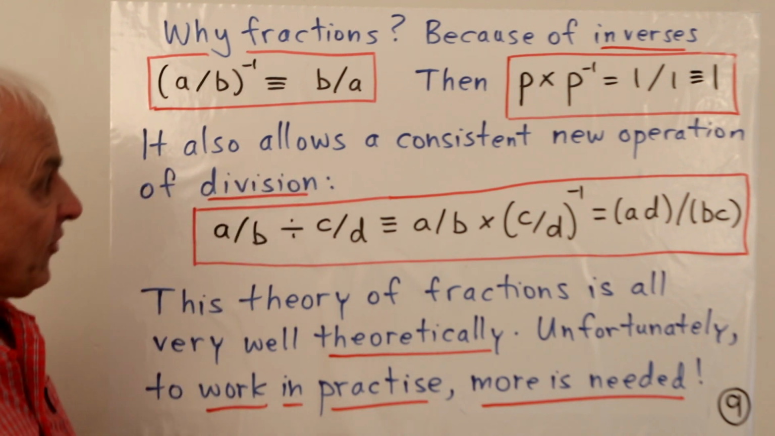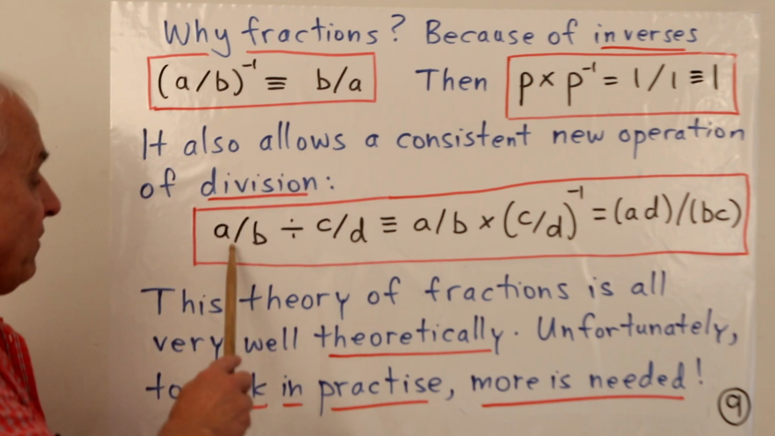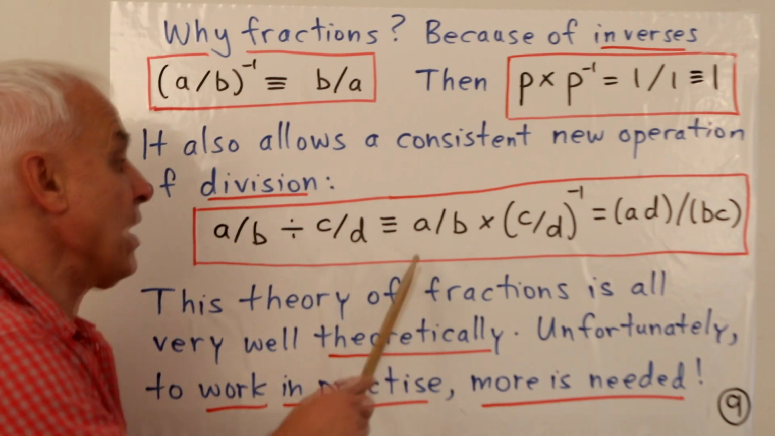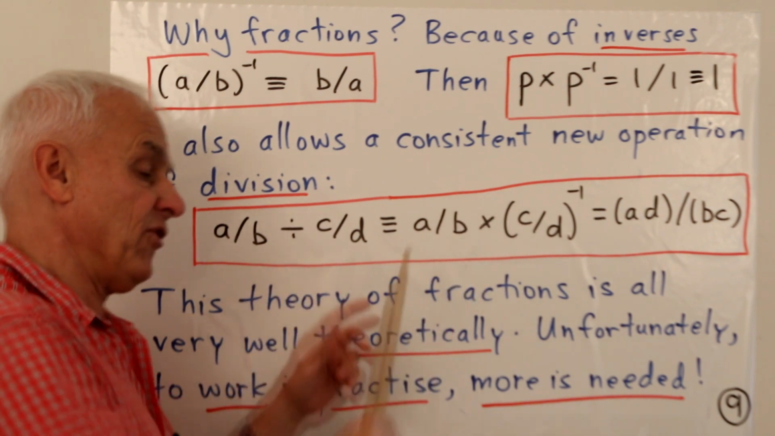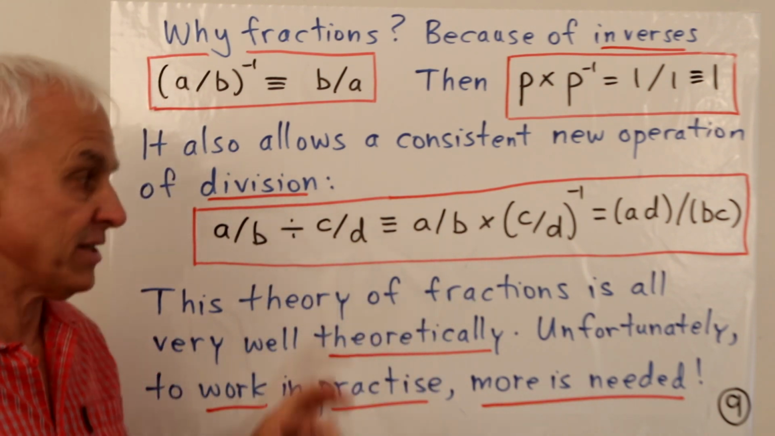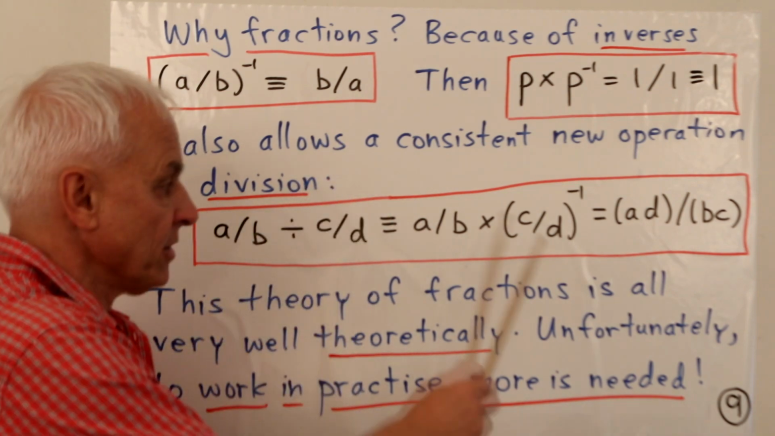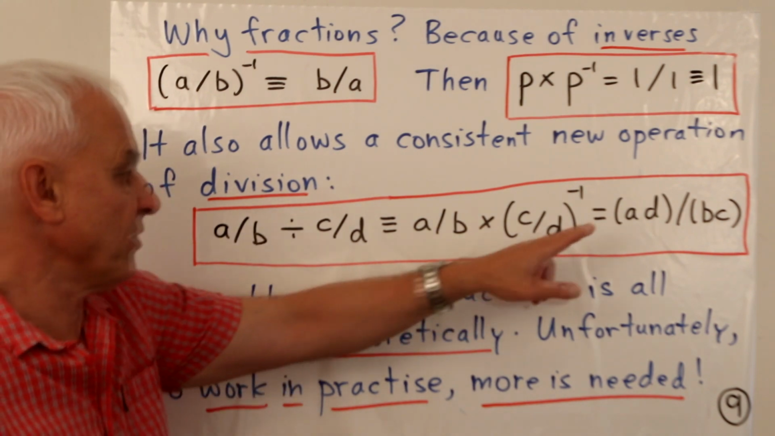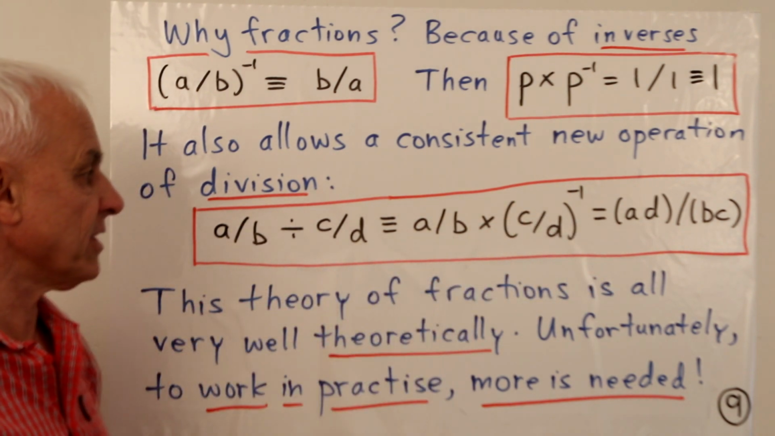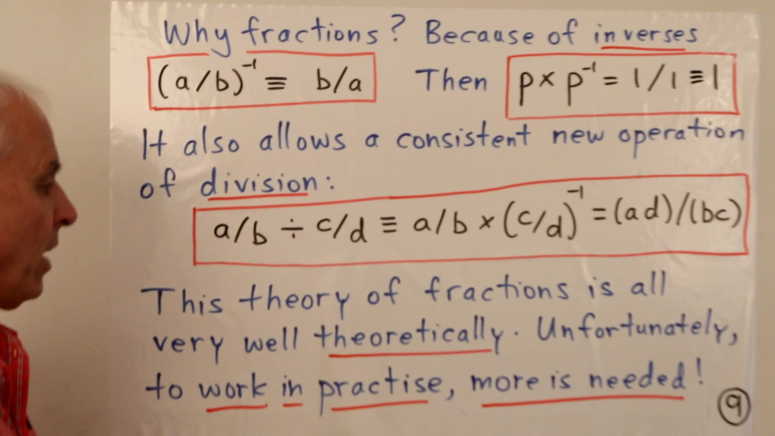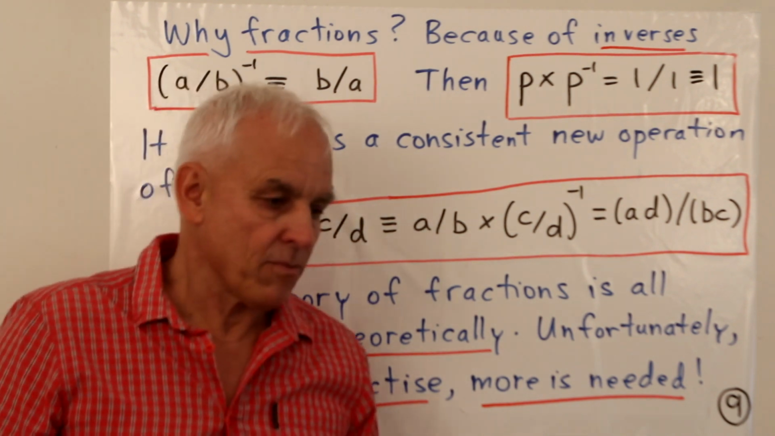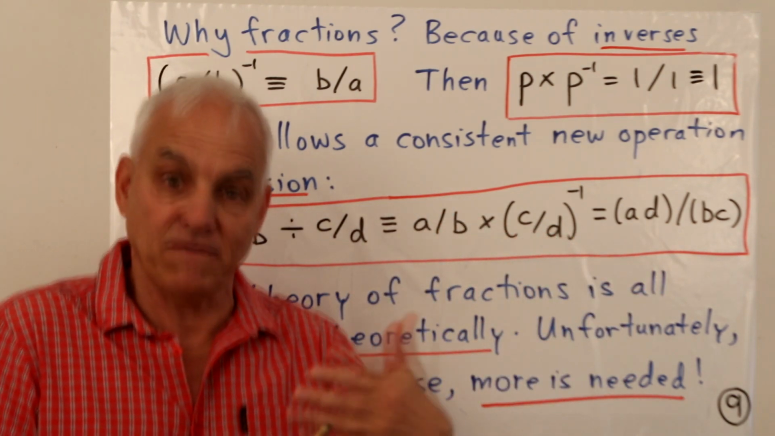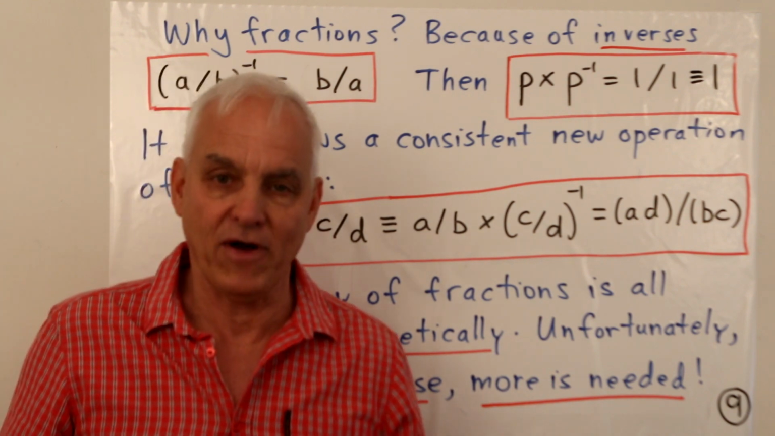Okay, so then this allows us a consistent new operation of division. We can define division this way, that a over b divided by c over d is the same as a over b times the inverse of c over d. Okay, the inverse of c over d is d over c. So this product is just AD over BC. So you could also define it directly if you wanted to and avoid discussion of inverses. So great. So there's a few more laws of arithmetic that you could then write down that include division also, and you might have some fun doing that.